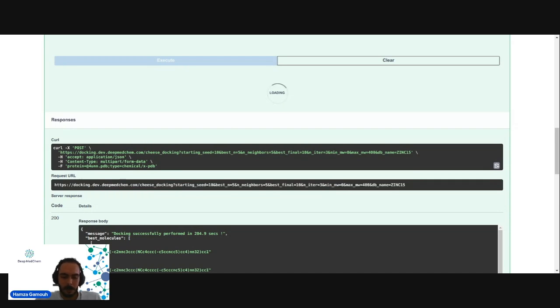I see a question from Fabio. The question is, can you give more info on the cheese search step of the cheese docking pipeline? What is the objective function used for the exploration selection of molecules? Okay, so this is an interesting question.